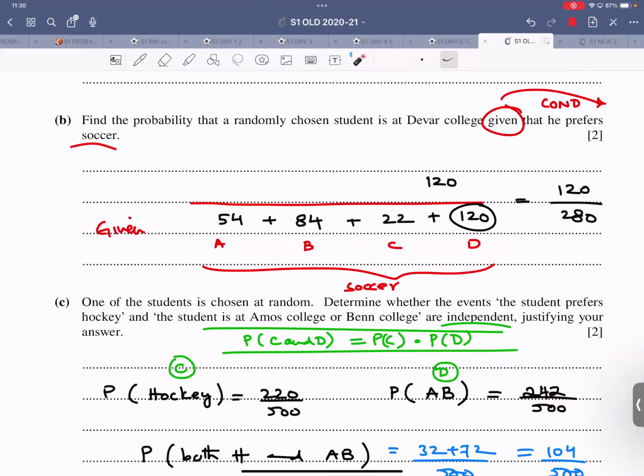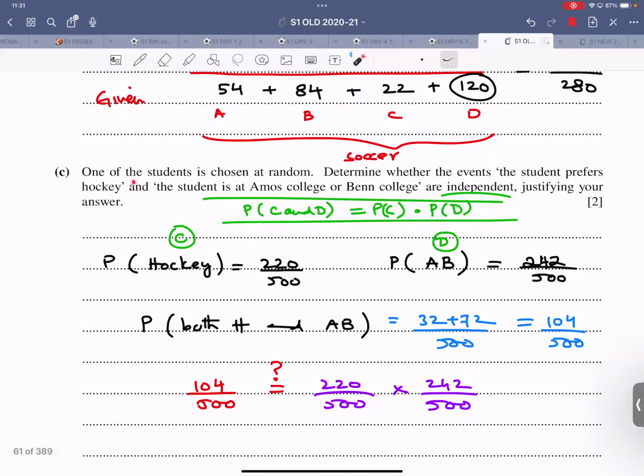And then I am choosing the number of students at D college, so that goes up. So that you again have a feel that whatever is in the condition, something relevant out of the condition goes up. So 120 over 280.